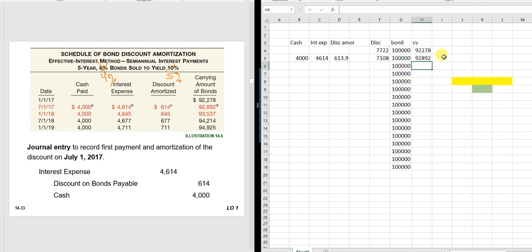So if I took the 92.78 and I took that plus my discount, how much discount I amortized, I'm always climbing towards face by the amount of discount amortized. Okay, so now let's go to the next period.